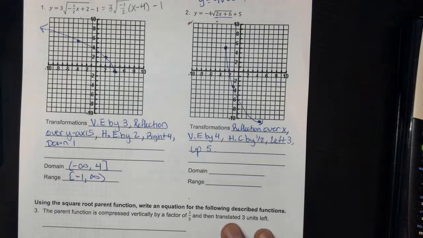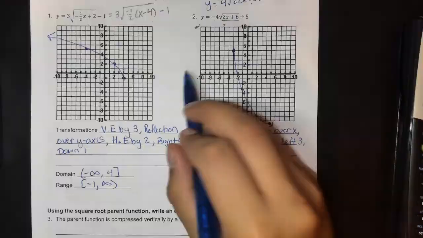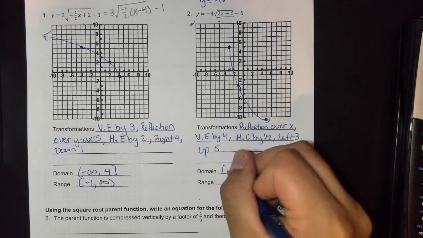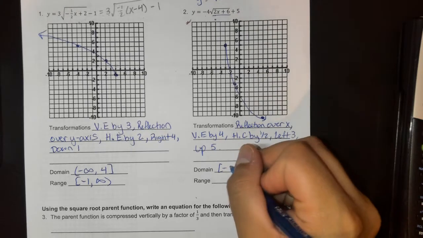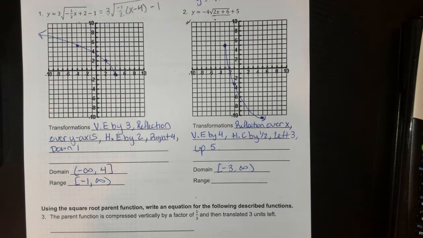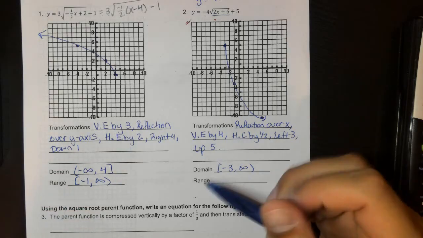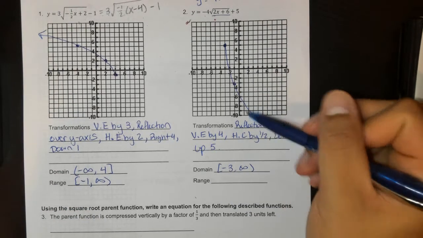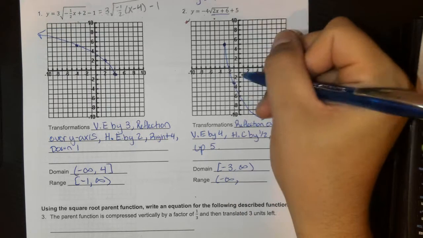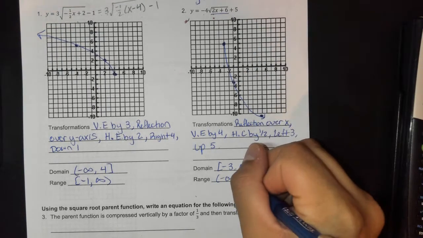Alright, and then domain and range. For domain, left to right, we start at -3 and then continue going towards positive infinity. And then for the range, since this is upside down, we start at -infinity and then stop at 5.